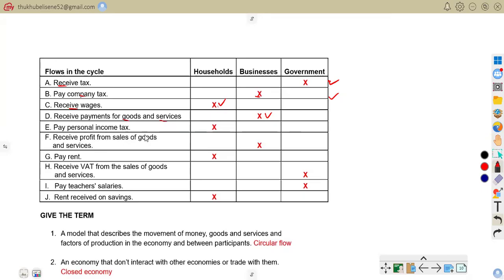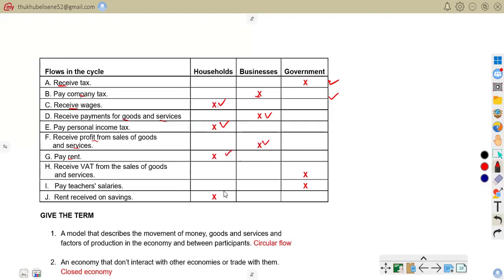Pay personal income tax. That is households. Households pay personal income tax. So individuals pay tax on their salaries. Receive profit from sale of goods and services. Who receives the profits? Business. Business earns profit after selling goods. Pay rent. Who pays rent? We know very well that it is the households. Families pay rent for houses or land.